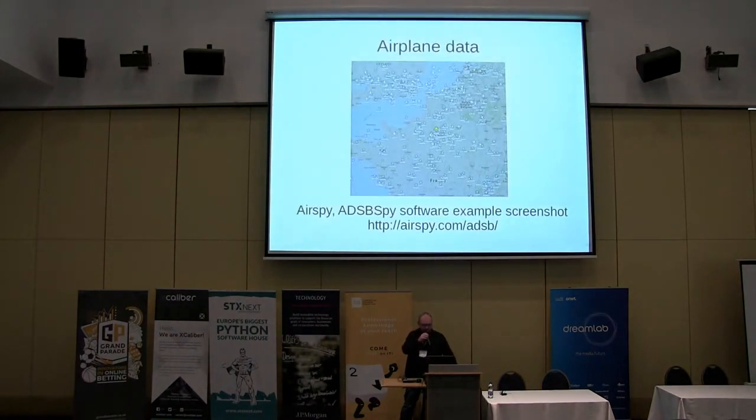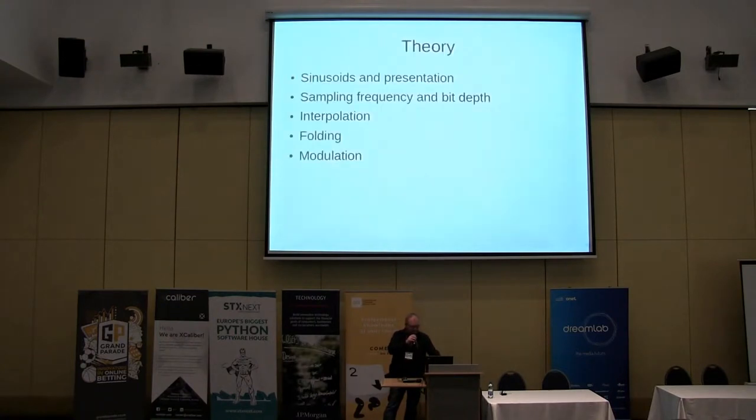Also, airplanes talk to each other, and they actually talk to everyone. They send their position, altitude, stuff like that. So if you have ever visited a flight tracking webpage with a map, that's how they work. They capture the data from the airwaves and then plot it on the map. You can do it too, it's quite easy.